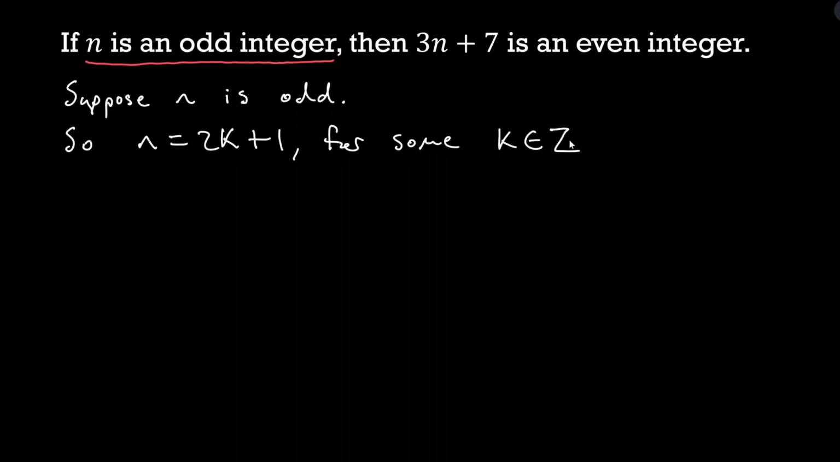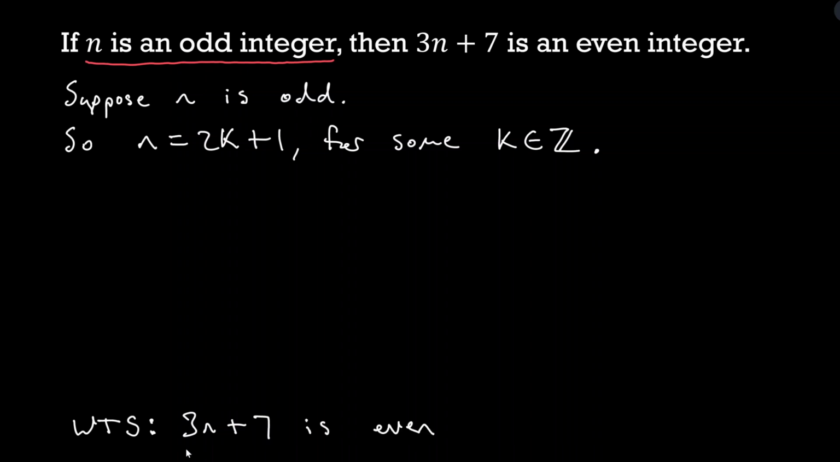All right, so we started off well. We identified the if statement. We made our assumption. We unpacked what that means. Now let's think about our show statement, what we want to show. I've heard this described as know, show, right? Those are the initial steps, what we know and what we want to show. So what we want to show is that 3n plus 7 is even.